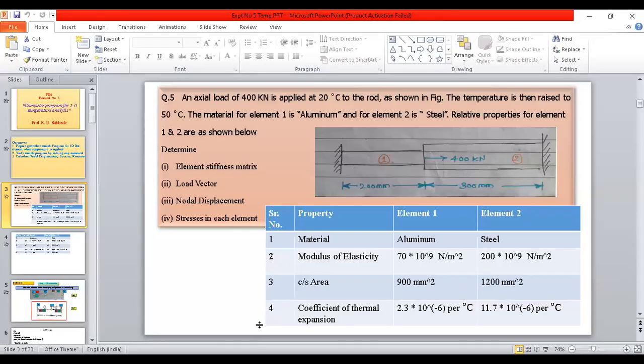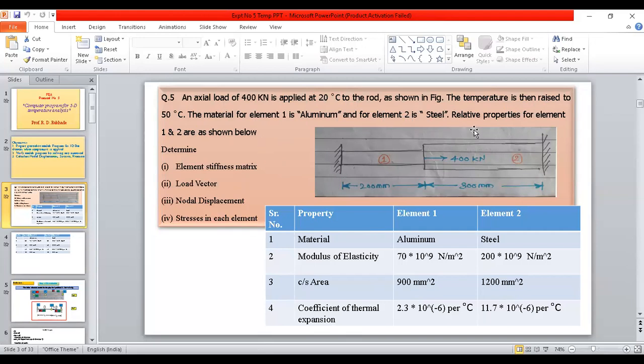According to the problem statement given, an axial load of 400 kilonewton is applied at 20 degree on the rod as shown in figure. The temperature is then raised to 50 degree. The material for element 1 is aluminium, and for element 2 it is steel, and the relevant properties for elements 1 and 2 are as shown in figure.